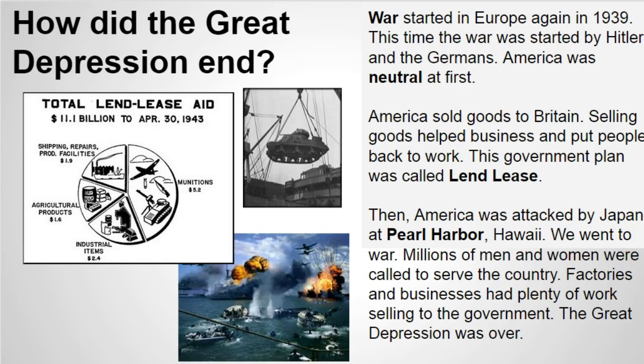We went to war. Millions of men and women were called to serve the country. Factories and businesses had plenty of work selling to the government, so much work, there was now a need for workers that couldn't be filled. There were jobs for everybody. The Great Depression was over.